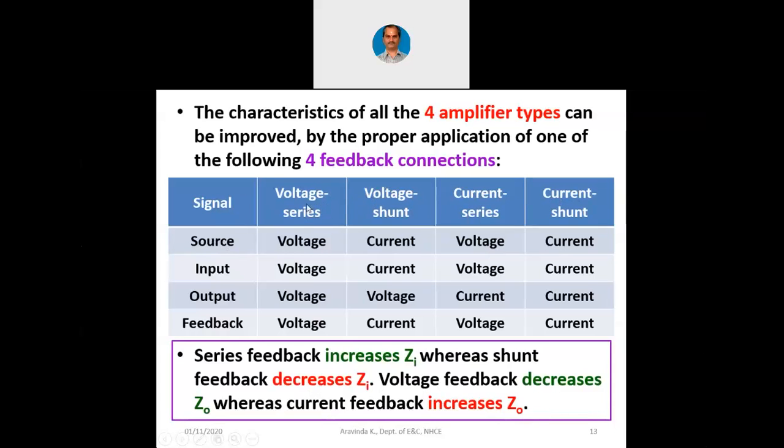So whenever you remember this voltage series feedback, voltage is taken from the output and it is connected in series to the input. So whenever voltage is taken at the output, output impedance is going to be reduced. And whenever series connection is there at the input, input impedance is going to be increased. This way you can easily remember. Always we want input impedance to be increased and output impedance to be reduced in case of a voltage amplifier.